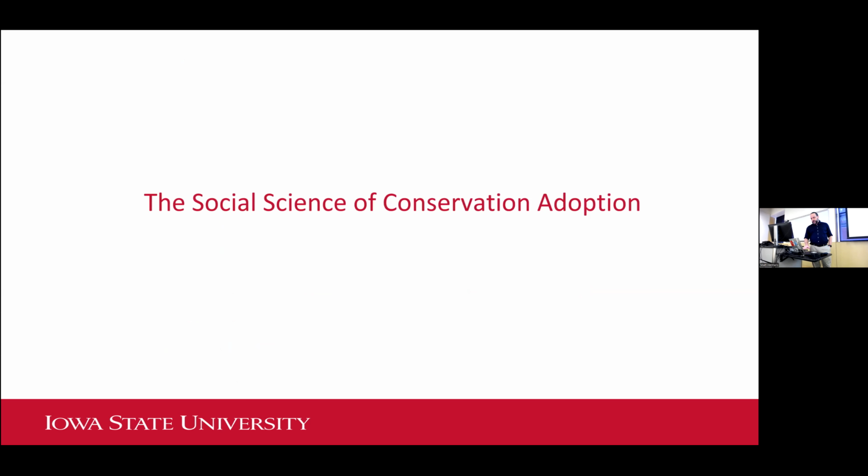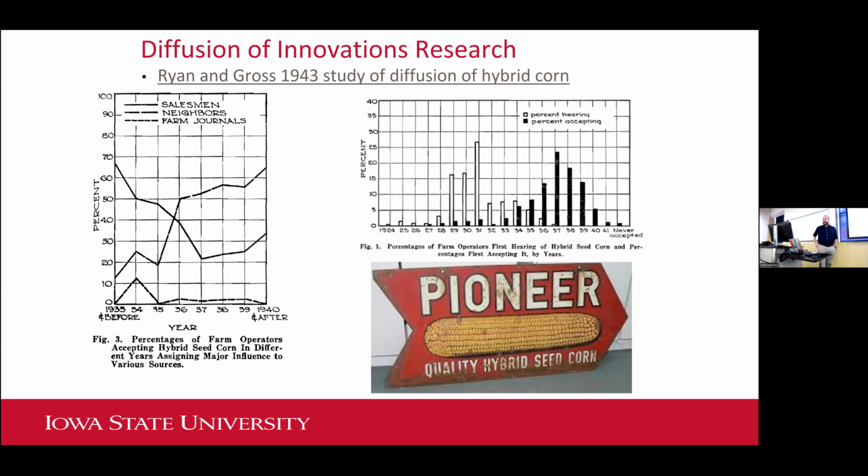And so I'm going to talk a little bit about why I'm doing that, kind of the history of that. So the social science of conservation adoption has been around for a really long time. Some of the initial studies in social science in agriculture were done in the 40s, actually here at Iowa State University. This is one of the first studies by Ryan and Gross that looked at the adoption of hybrid corn varieties by farmers. And so they looked at various factors that influence how farmers get information.